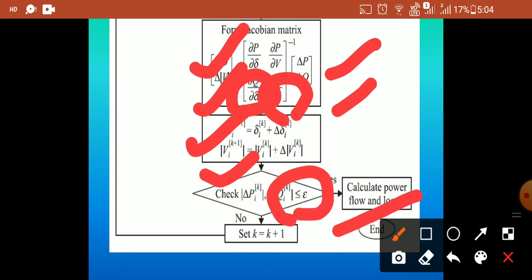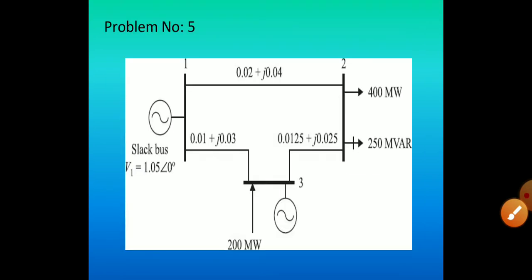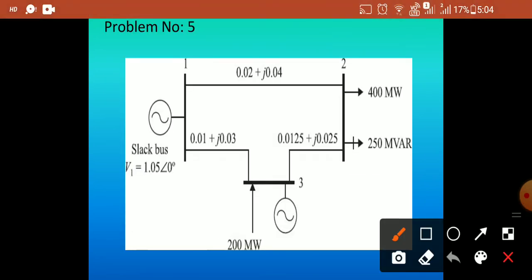So we have to calculate the power flow and loss and end. If not, we have to increase the iteration count and proceed with the same process further. This is a simple example for the Newton-Raphson method, and this problem is given here.